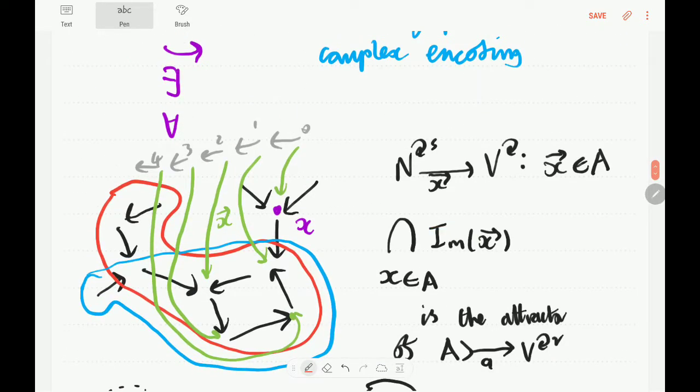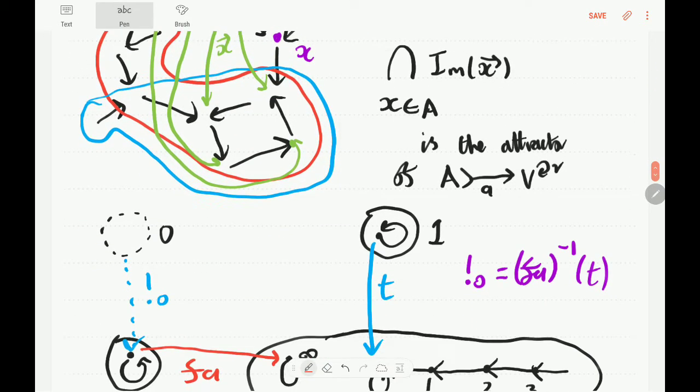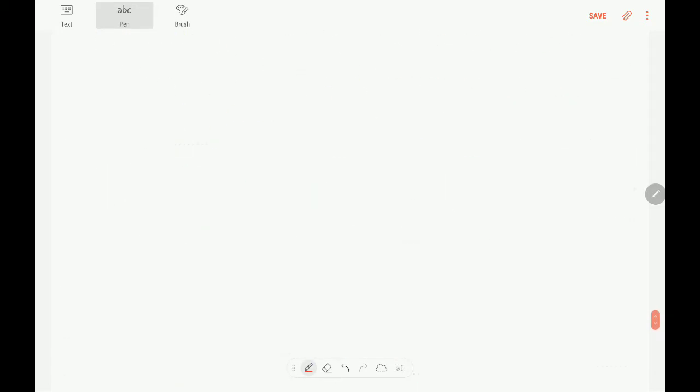What's this image? Well, basically, I think in the category of dynamical systems, if we think about, say, an arrow F from A to B in terms of states, then the image of F is just the set of states of B such that there exists an A such that F A equals B. Okay.